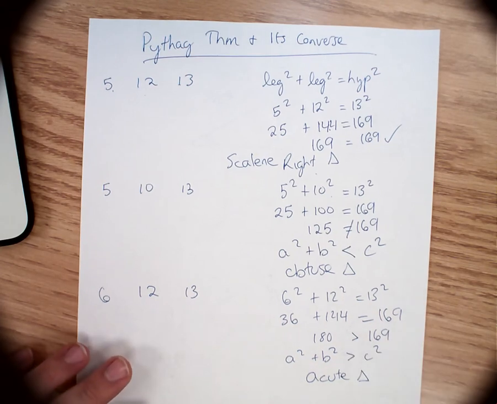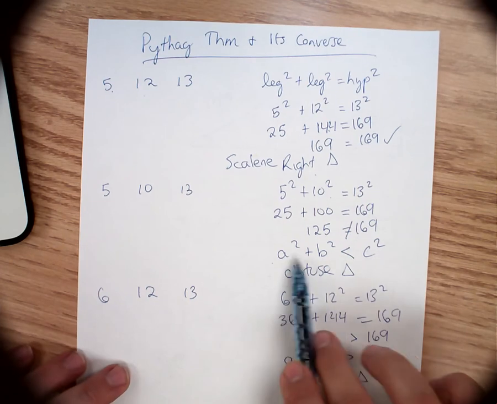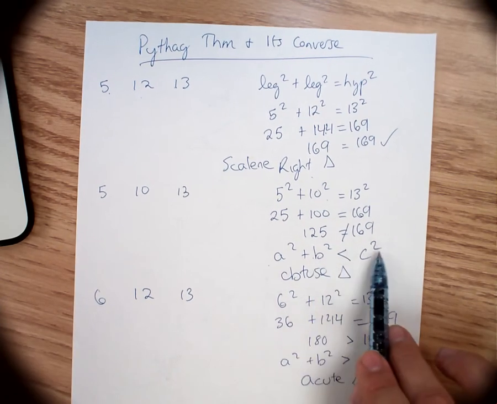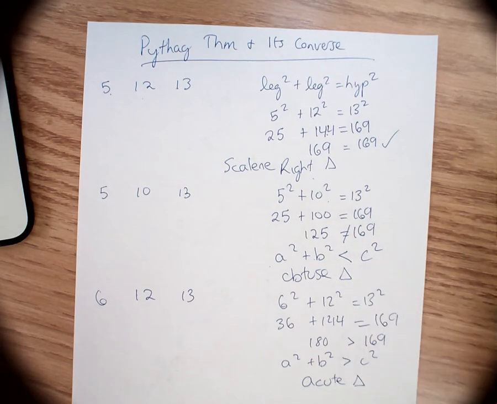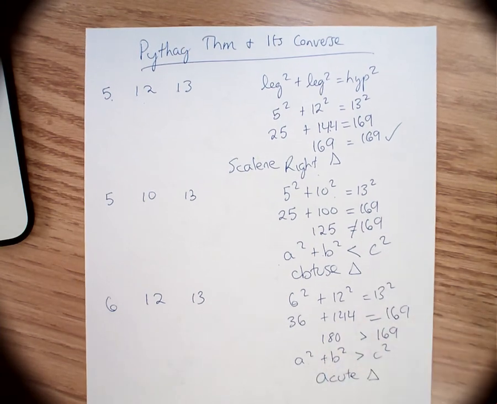Okay, and that's all you really need to remember. If your leg squared plus your leg squared is less than the hypotenuse squared, or the largest side, you're going to be dealing with an obtuse triangle. If your two legs squared and added are greater than the hypotenuse squared, or the largest side, you have an acute triangle.